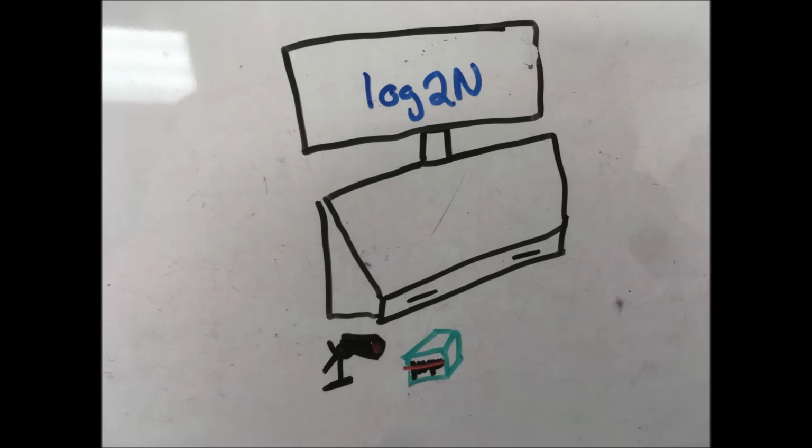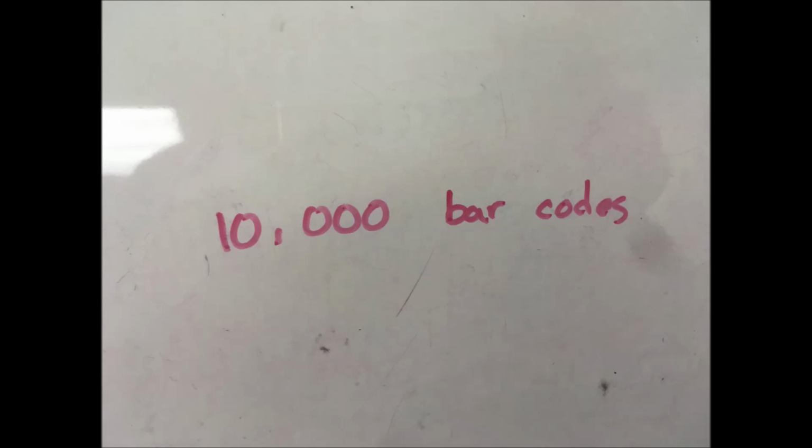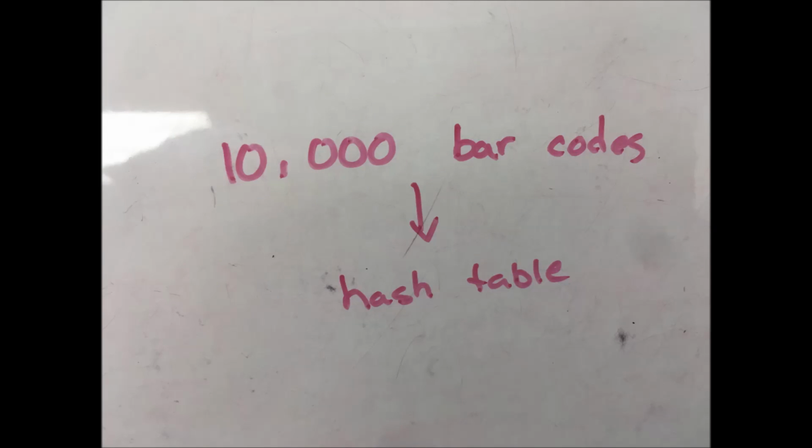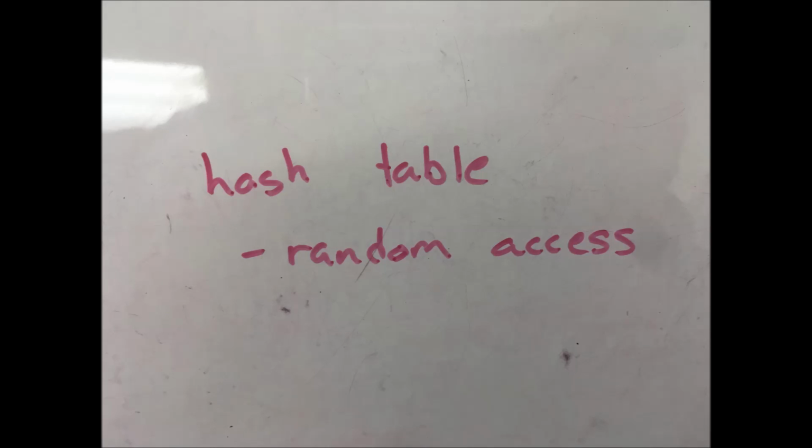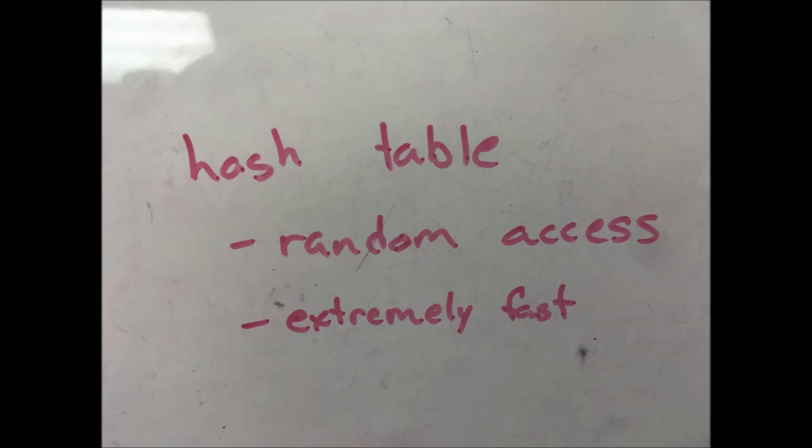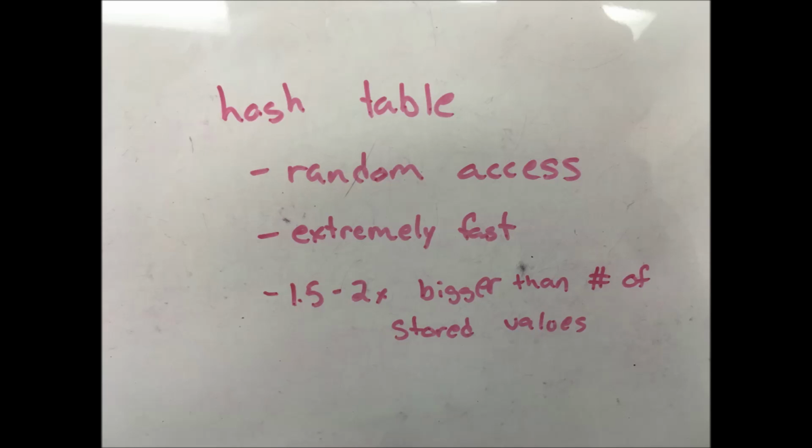Suppose hypothetically that a store maintains a database of 10,000 barcodes out of the possible 10 billion different values. The values are stored in an array called a hash table. Because an array has direct, random access to every cell, using a hash scheme will be much faster to access the desired item. The hash table is usually sized about 1.5 to 2 times as big as the maximum number of values stored. Therefore, the store will need an array with about 15,000 locations.